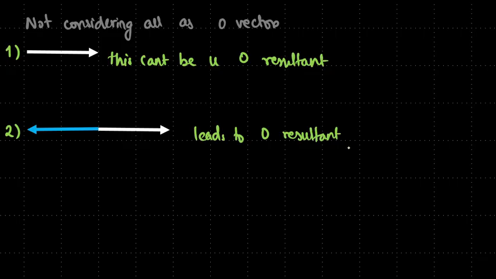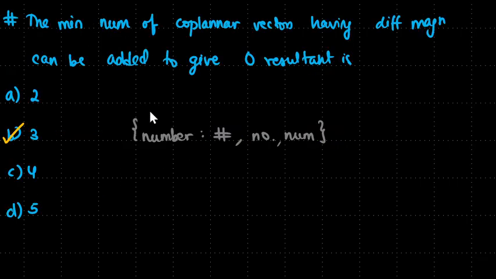So the obvious question that you must have is, isn't the answer 2? Then why are we doing 3? The answer is pretty simple. The question is the minimum number of vectors that can have different magnitude.